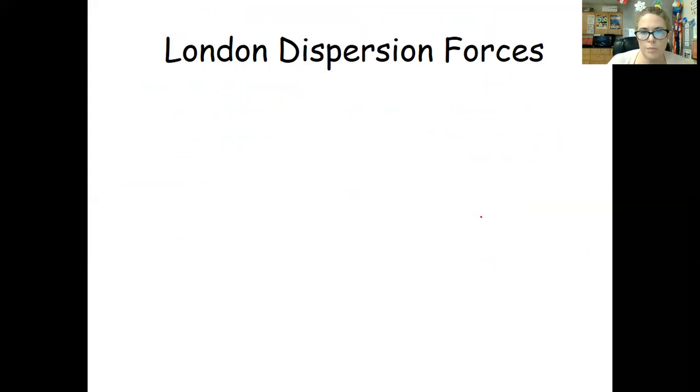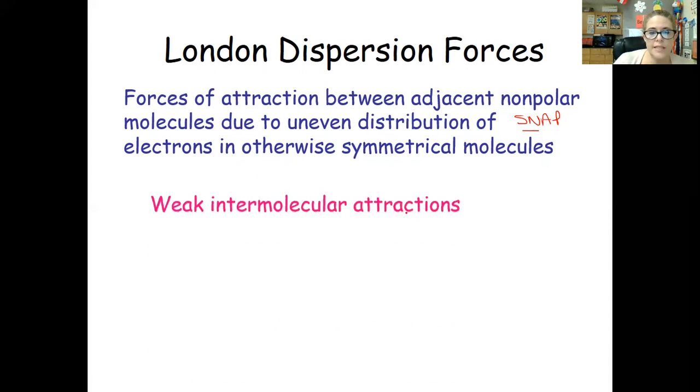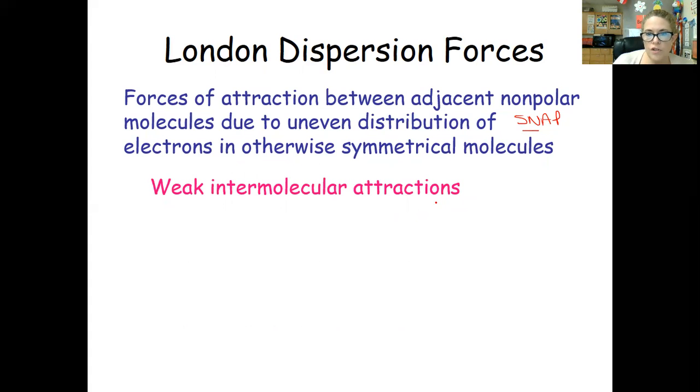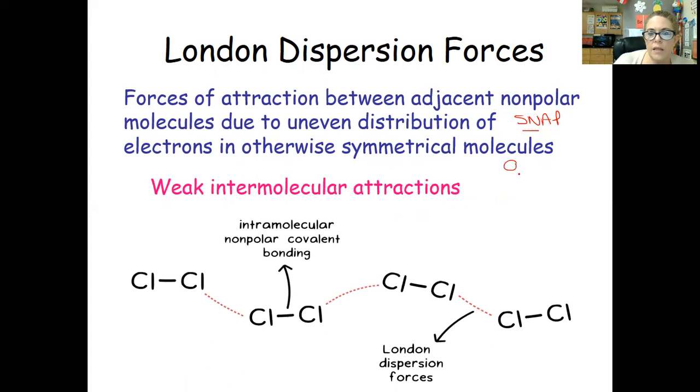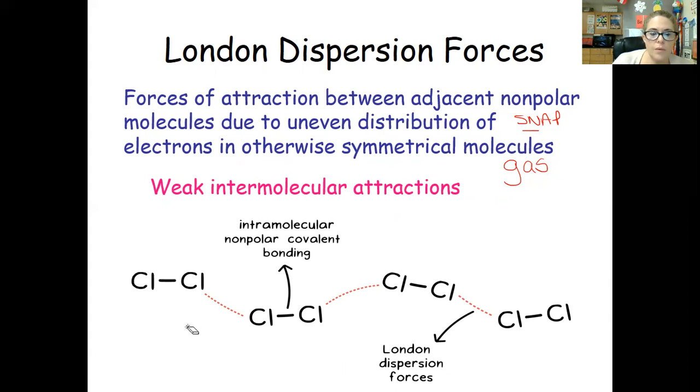And so then we get into our London dispersion forces. You don't need to know the term London dispersion forces, but this is a force of attraction between adjacent nonpolar molecules. So a nonpolar molecule, remember, symmetrical is nonpolar, asymmetrical is polar. So we're talking about a symmetrical molecule here, with an uneven distribution of electrons in an otherwise symmetrical molecule. These are the weakest of intermolecular attractions, and these are mostly the type of attraction that we see in gases, because gases have pretty weak forces of attraction. And again, my handwriting is atrocious. All right, so we'll just leave that as gas.